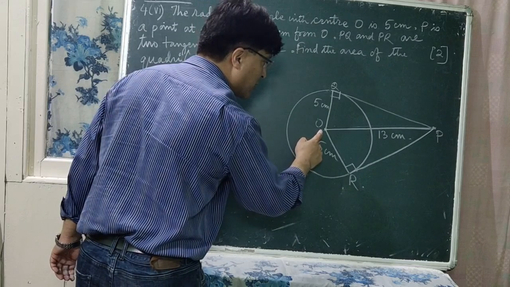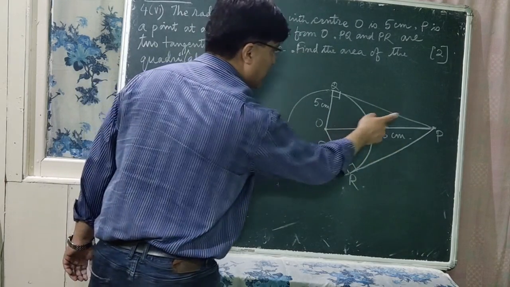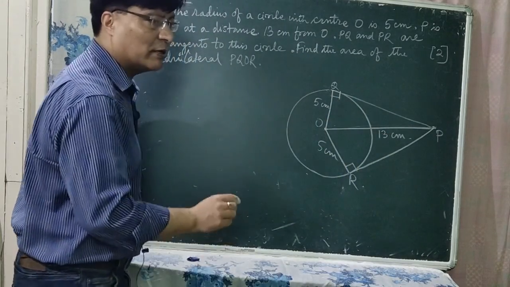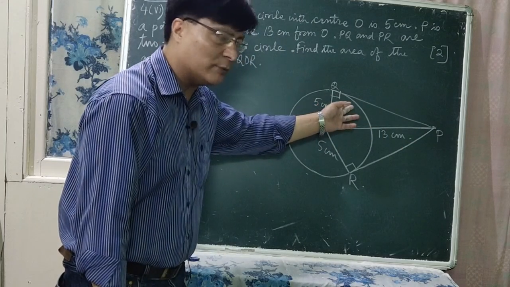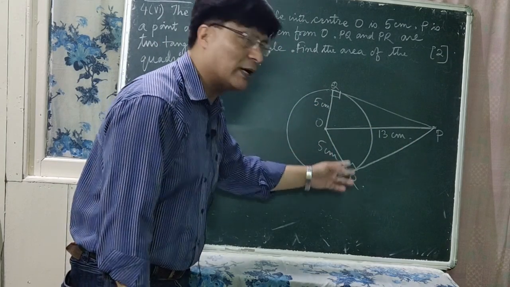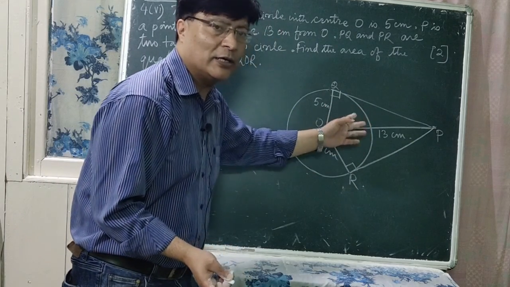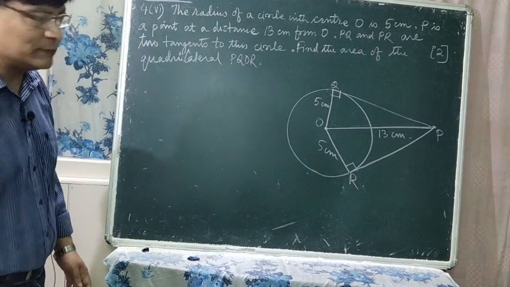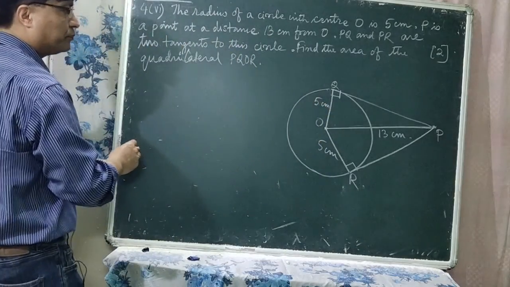You can easily get the area of the triangle ORP because they are equal. So get the area of the triangle POQ, you will get the area of the triangle PRO also, because if you get the area of the triangle POQ as 15 square centimeter, the area of the triangle POR will be 15 square centimeter. Then adding these two areas, you can get the area of the quadrilateral PQOR. Is that clear? So let us find out the area of the triangle POQ.